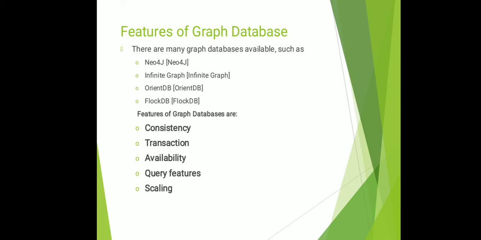And what are the features of a graph database? This we know already. These 5 features are very common for any NoSQL database. We will be discussing consistency, transaction, availability, query features and scaling. Out of these 5, let's see consistency of a graph database.